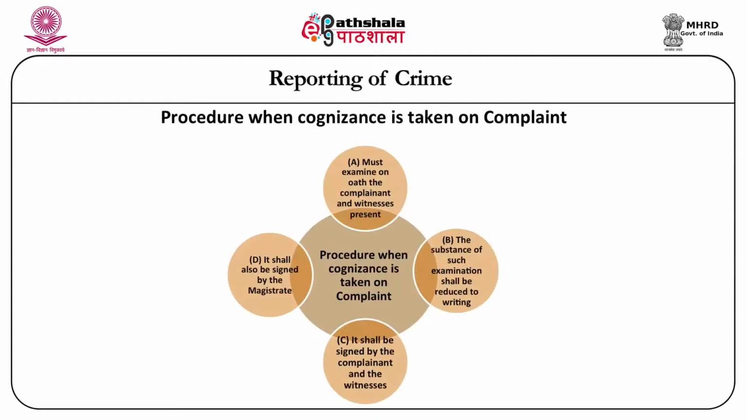Now, what is the procedure to be followed where the magistrate takes cognizance on complaint? The procedure laid down in section 202 is to be followed in cases where the magistrate takes cognizance on complaint. It provides that the magistrate must examine on oath the complainant and the witnesses present. Secondly, the substance of such examination shall be reduced into writing. Thirdly, it shall be signed by the complainant and witnesses if any present. And lastly, it shall also be signed by the magistrate.